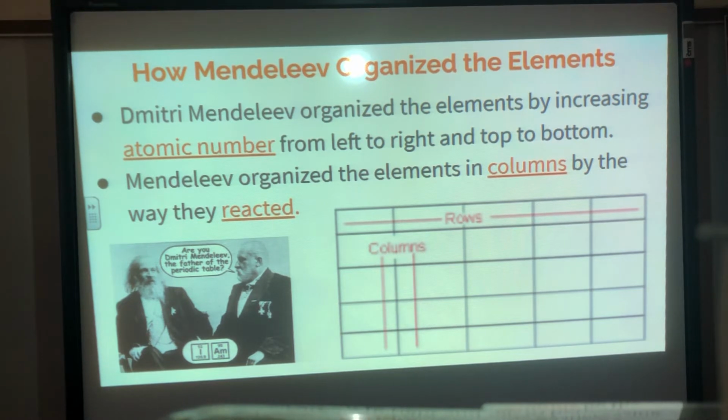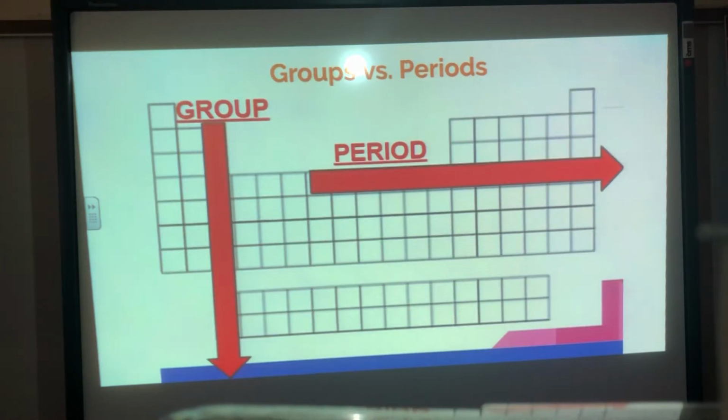He organized the elements in columns by the way they reacted. Now, columns are up and down. Basically, each one of these is a family, or they're also called groups, okay? He tested them, and the way they reacted, he grouped them together. This is what he figured out. So groups or families, up and down. Periods are from left to right. Groups, up and down. Periods, from left to right.